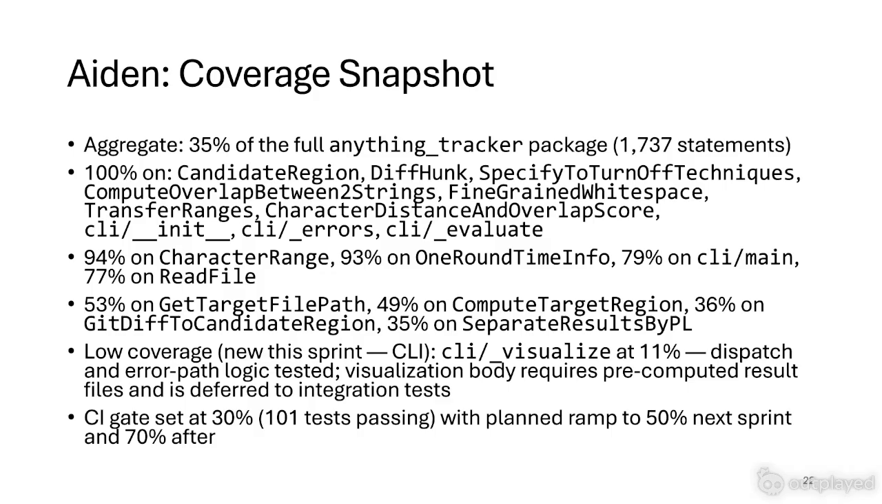And coverage snapshot, here's some coverage details that I obtained. 35% of the full anything tracker package. There's other information here. Overall, it was a pretty good coverage report. But like what Muni said, I wish I got a little bit more than that 30% at the bottom.